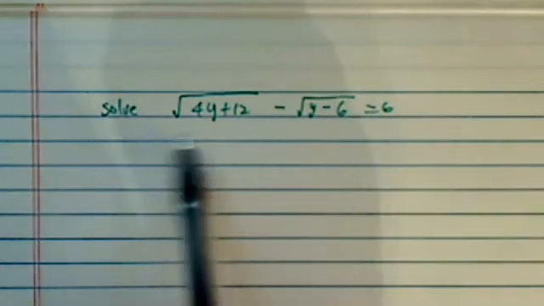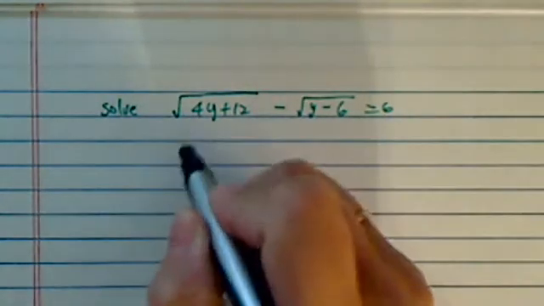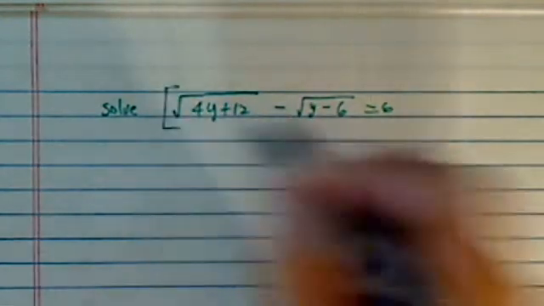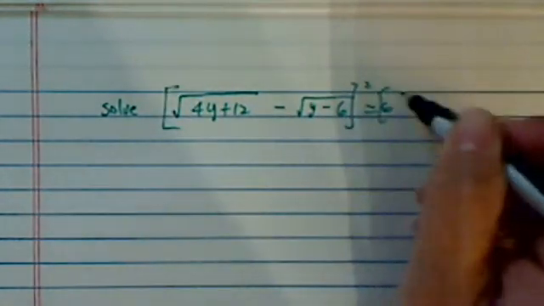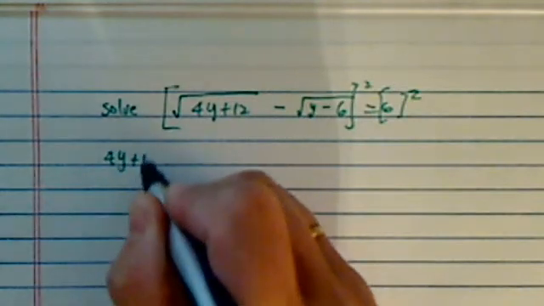Today we have a very interesting radical equation to solve here. Let's get started. It's a little tedious, but it's not hard. So the first thing we're going to do is square both sides. The reason we want to square it is we want to get rid of the radicals.